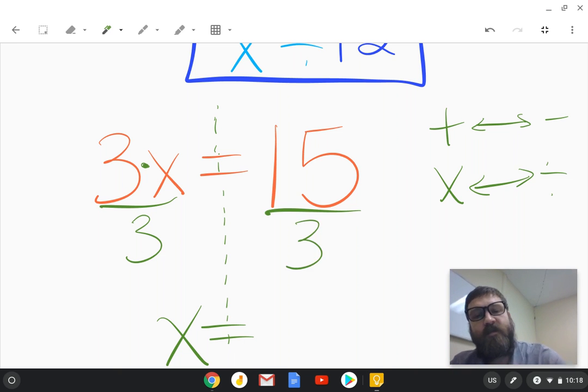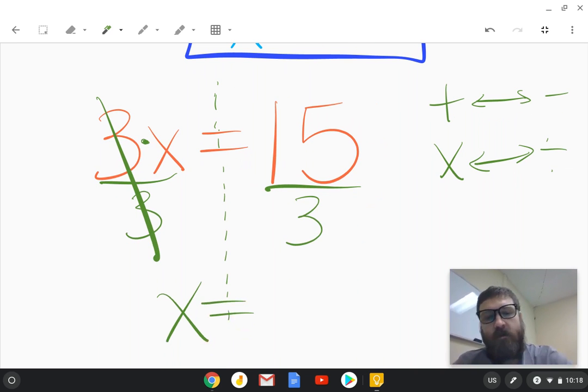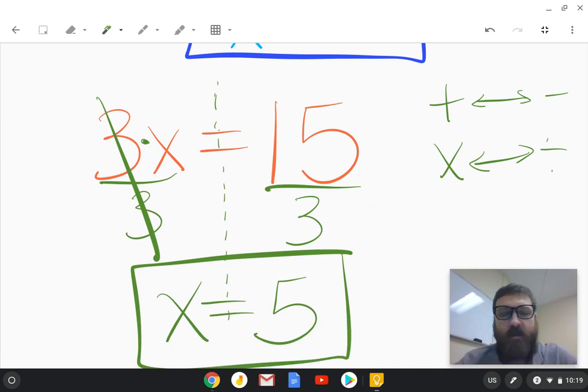And if I divide by 3 on one side, I have to divide by 3 on the other side. So these are going to cancel each other out. 3 divided by 3 is 1. So I'm left with 1x or just x. We don't have to write the 1. 15 divided by 3 is 5. And that is the final answer. So you can see we do the opposite.